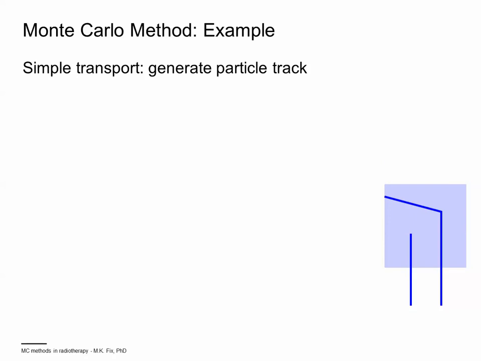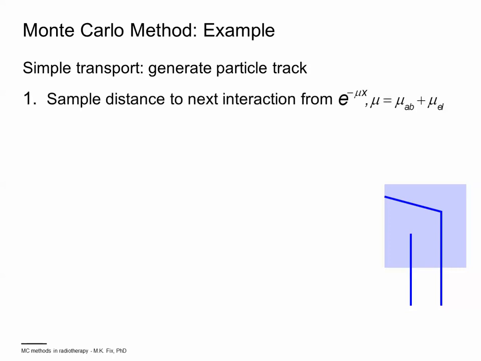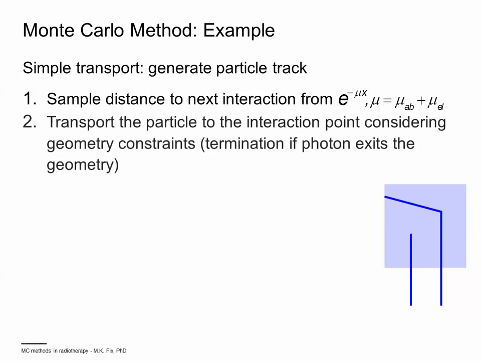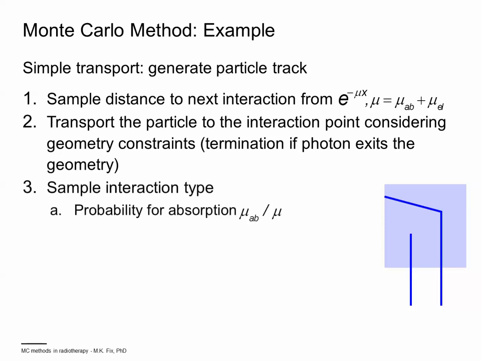In order to illustrate the simple transport, particle tracks have to be determined using the following procedure. First, sample the distance to the next interaction from the Beer-Lambert law, e to the power of minus mu x, where mu is the sum of the two interaction attenuation coefficients. Second, transport the particle to the interaction point considering geometry constraints. Third, we sample the interaction type, either the absorption with a probability of mu absorption divided by the total mu, or the probability for elastic scattering.